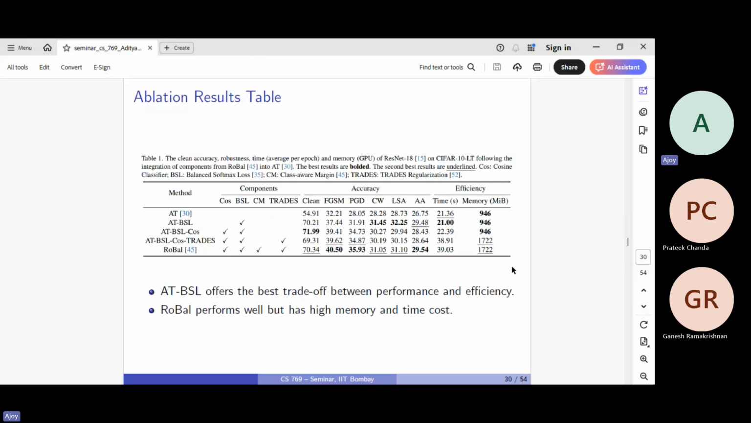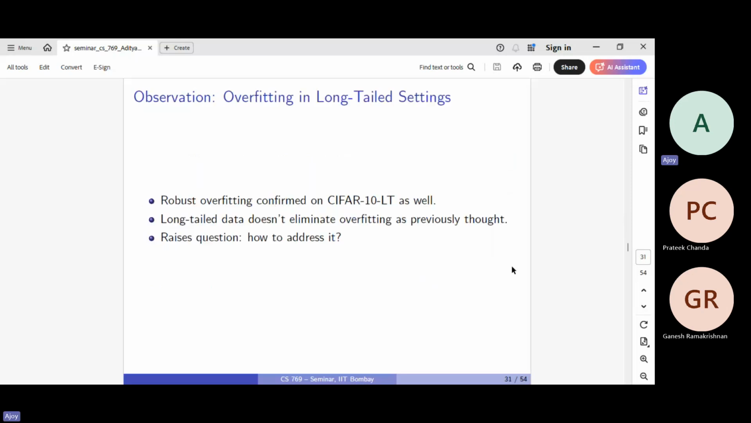Go next. So here in the result, we can see that RoBal gives us almost the best in everything, but it takes double the time as well as almost double the memory. But as we can see, ATBSL is very great as we compare it to it. So we will incorporate it further with data augmentation and see how well it has performed.